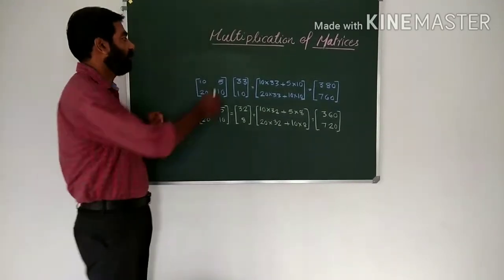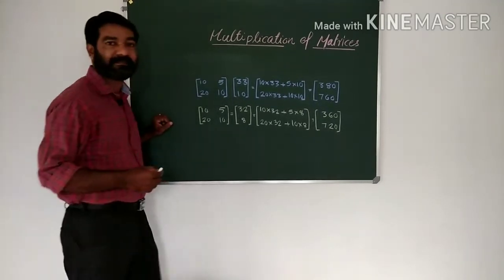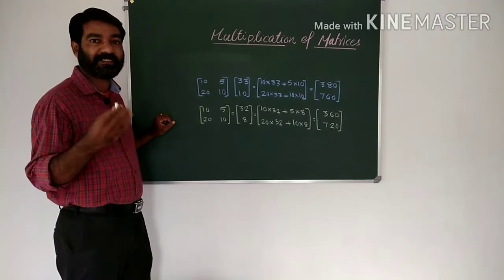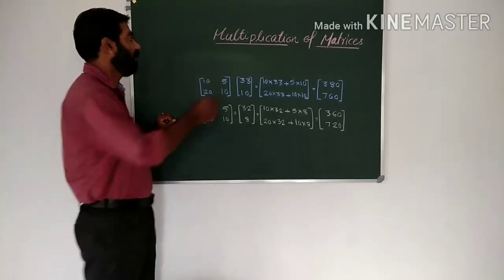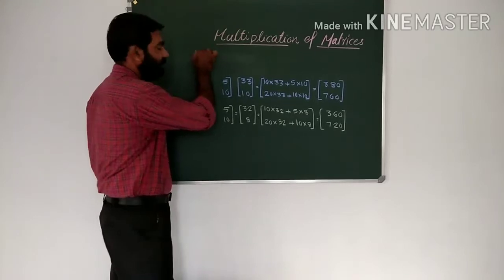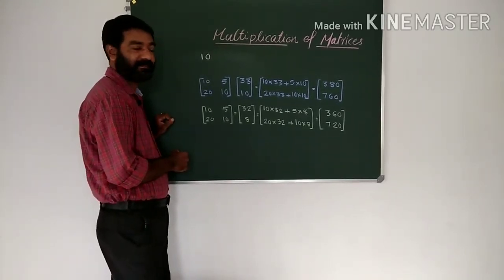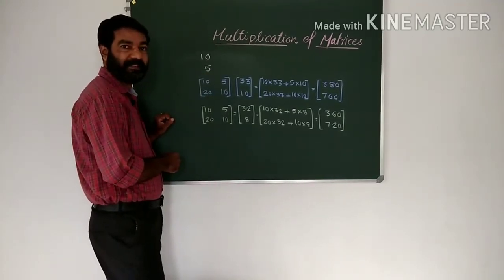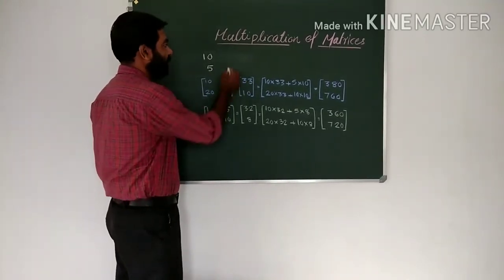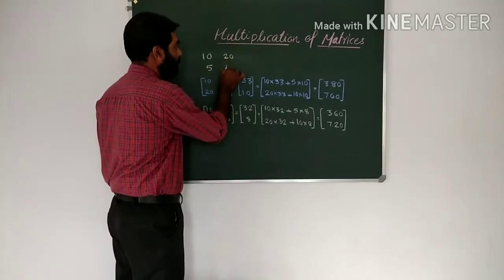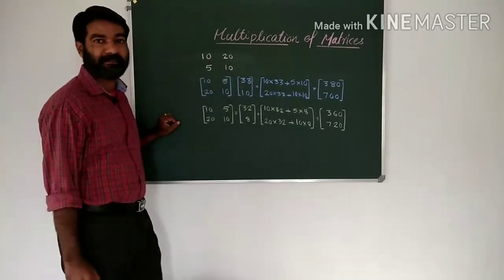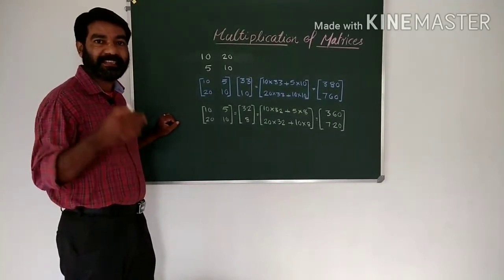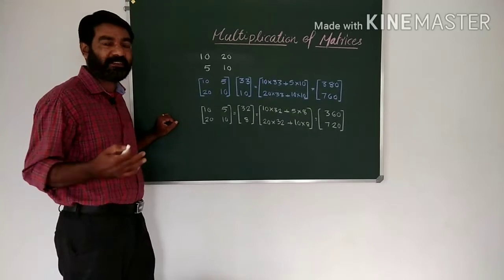See, me and my friend want to purchase some items. I want to purchase 10 notebooks and 5 pens. My friend wants 20 notebooks and 10 pens. We both visit a shop to enquire about the price.